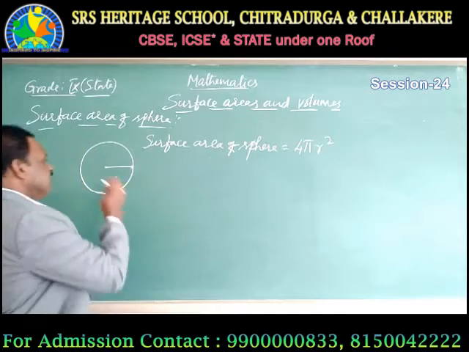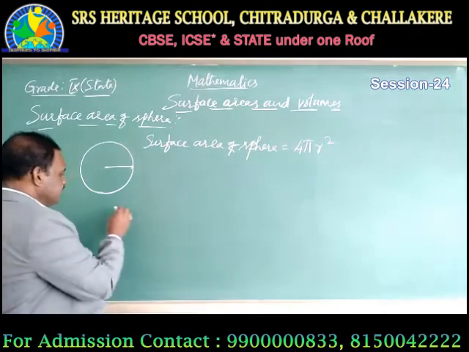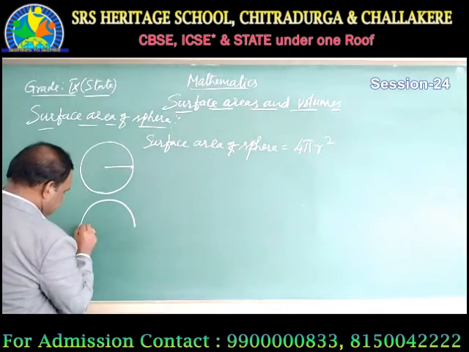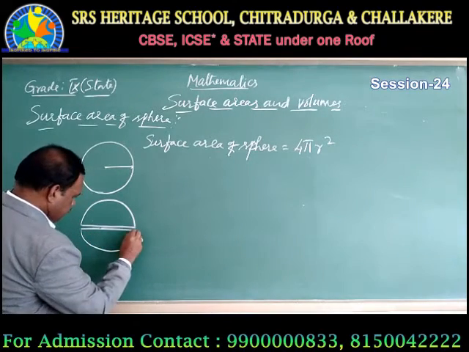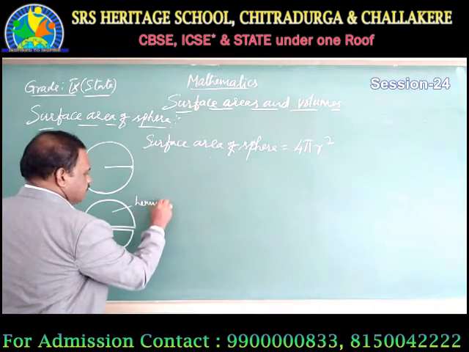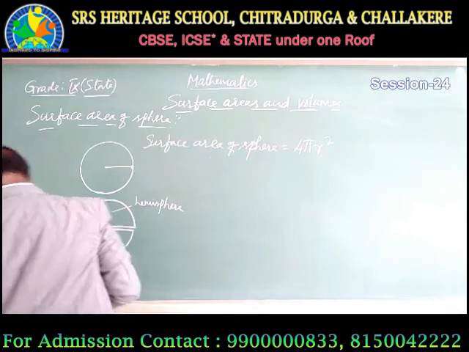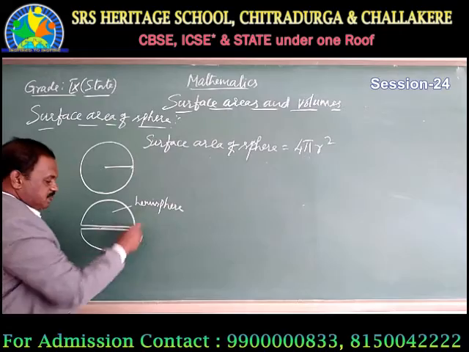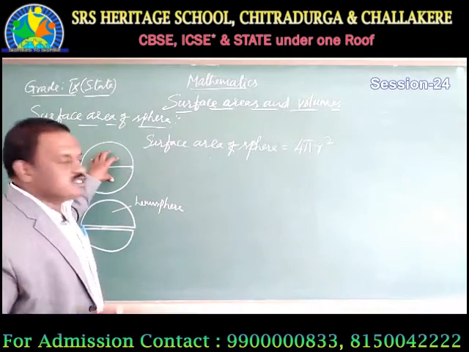Now, if I cut the sphere into two equal parts, you will get it like this. This is called a hemisphere or semisphere. If you join two hemispheres, you will get the solid sphere.